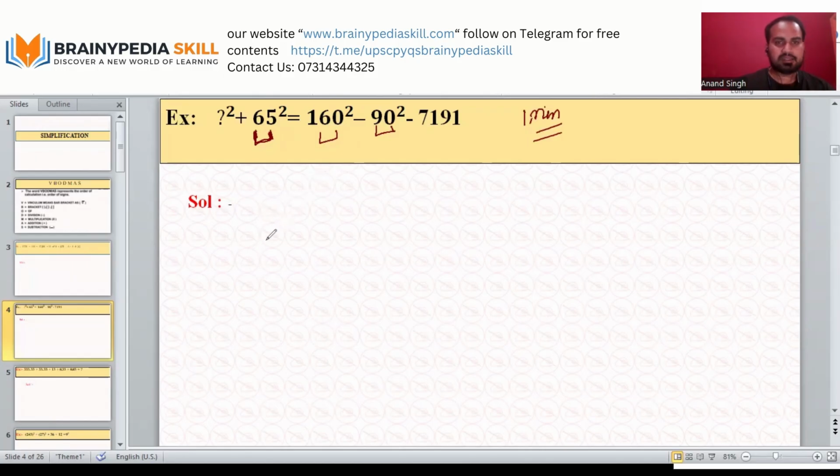Right. So let's start solving this question. We have to find what should come in the place of this question mark, right? So I will assume x squared plus the square of this 65. So it is going to be 4225, right? I have already told you how to find the square of these numbers, right? Equals to, we have 160, right?